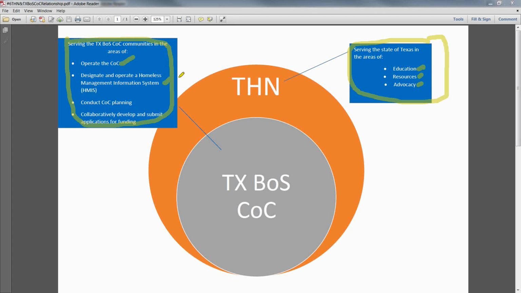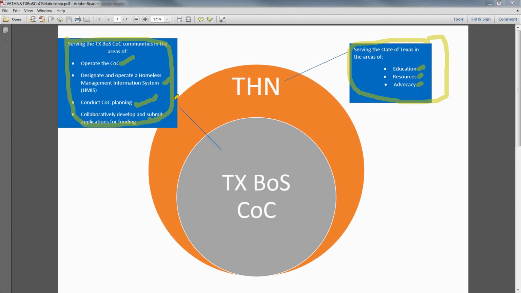Designate and operate an HMIS, Homeless Management Information System. Right now, Jesus de Leon Cerratos, our HMIS manager, is on his way to Laredo to meet with 3 groups about their HMIS programs there. Conduct COC planning. This is something that we do routinely with our communities. I was just a couple of weeks ago in San Angelo and last week in Beaumont, meeting with those groups. And if we have anybody from those areas on the call, thank you for having me those last 2 meetings.